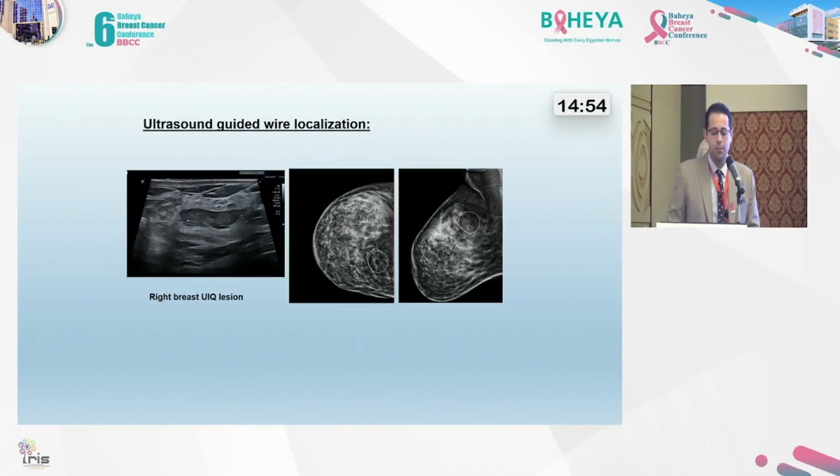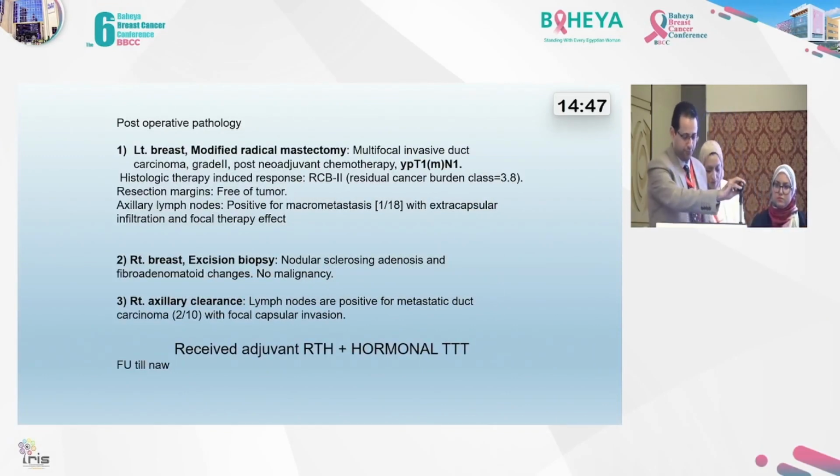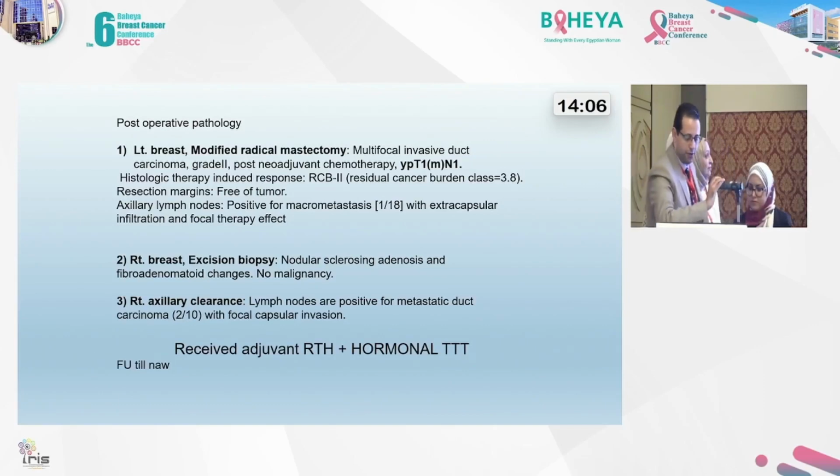After wire localization of the right upper inner quadrant lesion, here is the postoperative pathology. Left breast MRM shows multifocal invasive duct carcinoma grade 2, T1 N1, residual cancer burden 2. Resection margins are free. Axillary lymph nodes show positive metastasis 1/18 with extracapsular infiltration and focal therapy effect. Right breast excision biopsy shows nodular sclerosing adenosis with fibroadenomatoid changes. Right axillary lymph nodes show metastatic duct carcinoma 2/10 with focal capsular invasion. The patient received adjuvant radiotherapy and hormonal treatment and has been followed up for 2 years until now.